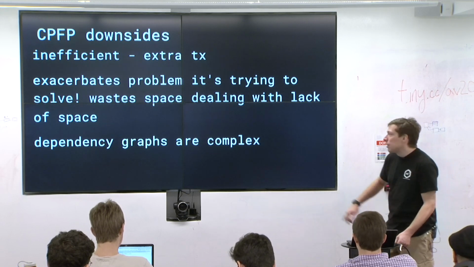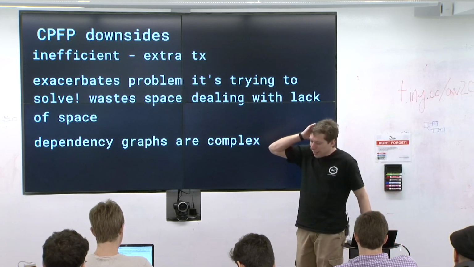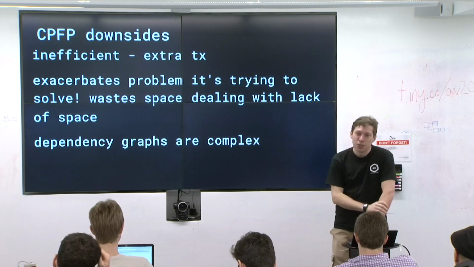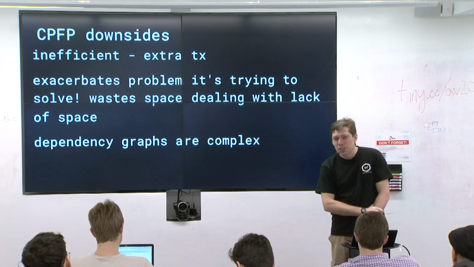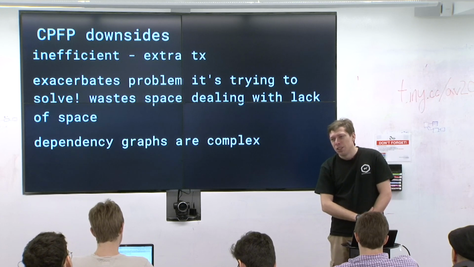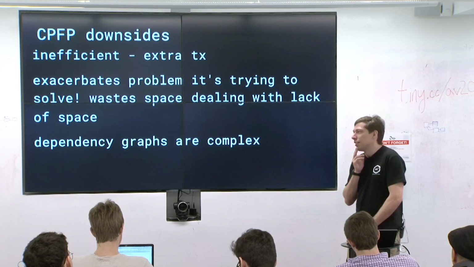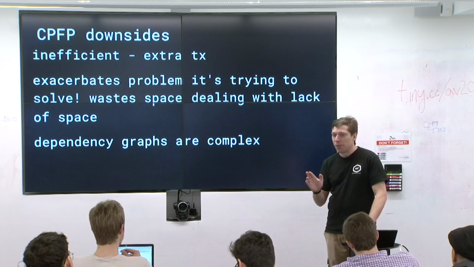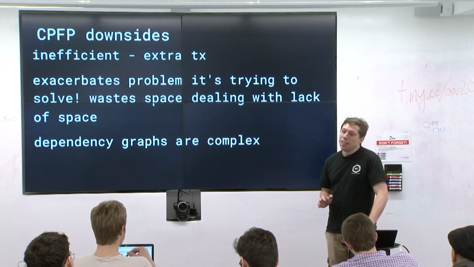And the dependency graphs are kind of complex. I don't remember exactly how, but there are certain cases where child pays for parent lowers the priority of a transaction. I didn't understand how, but someone explained it to me and I'm like, oh shoot, that's bad.